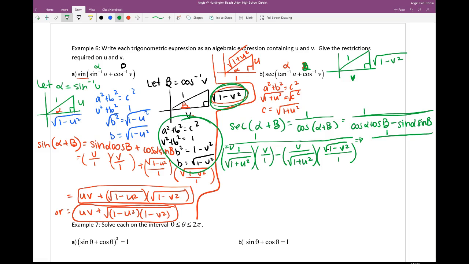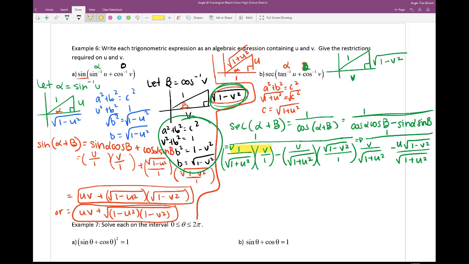It's 1 over, here we go. I'm going to multiply these, so let me highlight. 1 times v is just going to be what? v over my denominator of the square root of 1 plus u squared, minus u times the square root of 1 minus v squared. Write the v's and u's carefully, because if you don't, you will do the wrong math, because we have to find a common denominator if they're not the same.